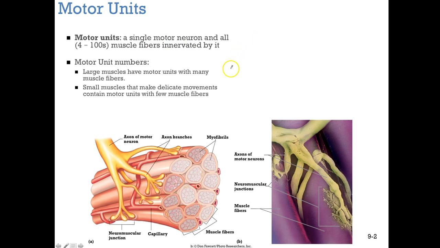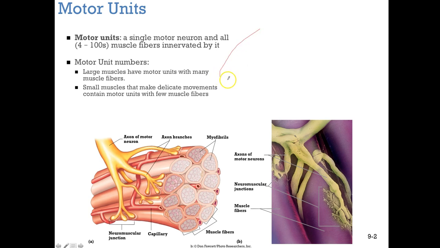to be doing. So we know that we have larger muscles that are going to have motor units with lots of muscle fibers, whereas smaller muscles that are going to have more delicate movements will contain motor units with fewer fibers. So what does this all really mean?